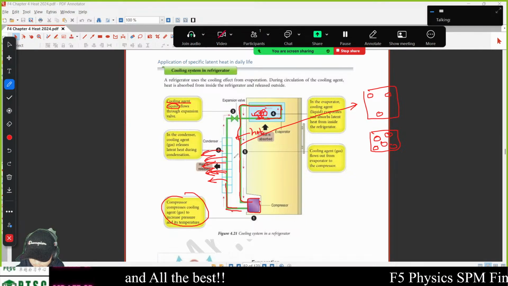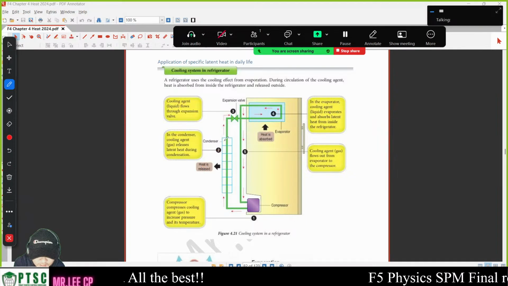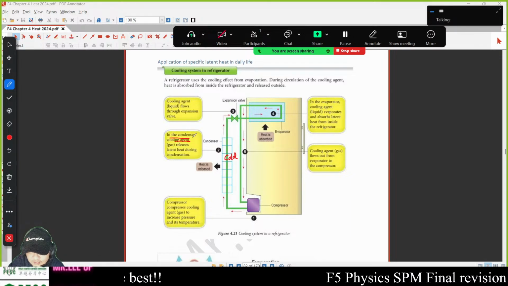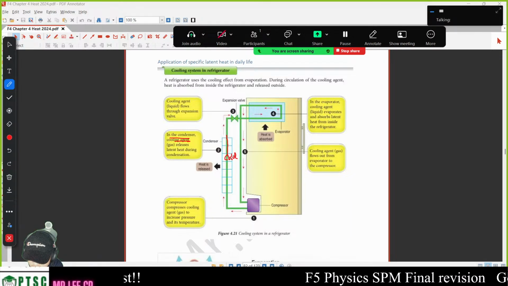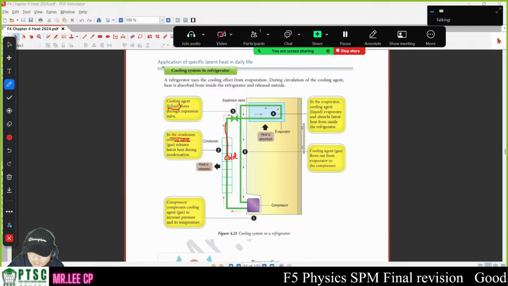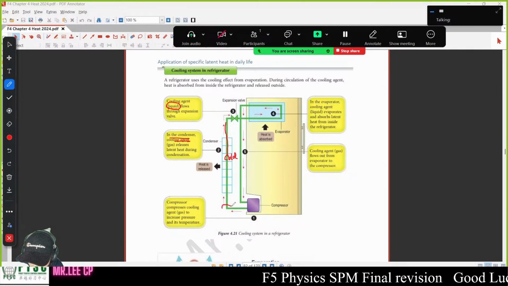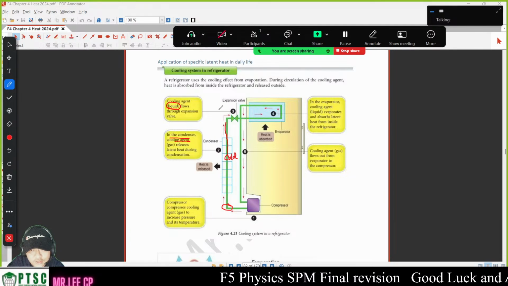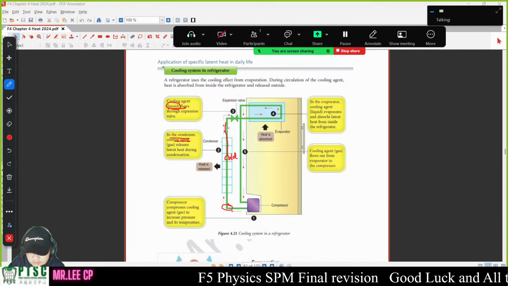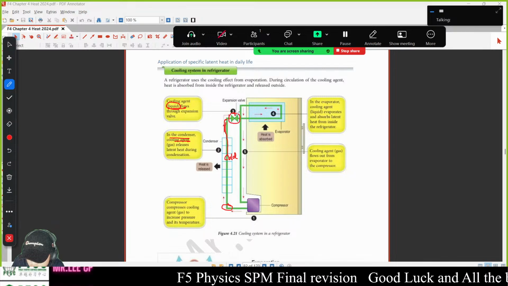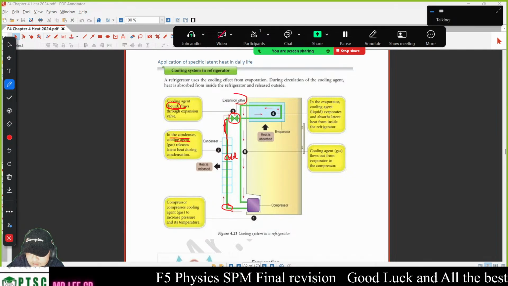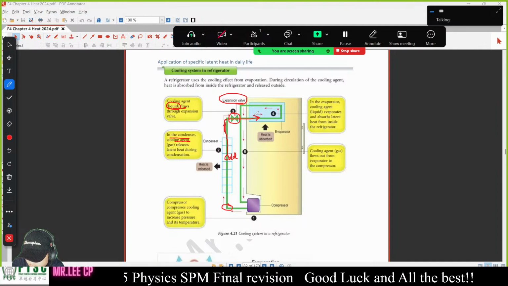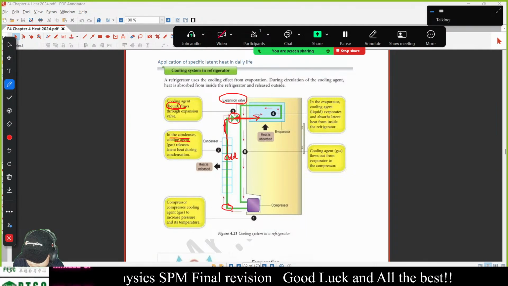When the heat is released from here, this one becomes cold already. Cold gas, right? And then it becomes liquid. It can be liquid here, it can be not liquid here, it can be a mixture also, no problem. So the liquid starts to flow to here. Here there is a valve, the expansion valve. This valve makes sure the liquid flows through and cannot flow back.